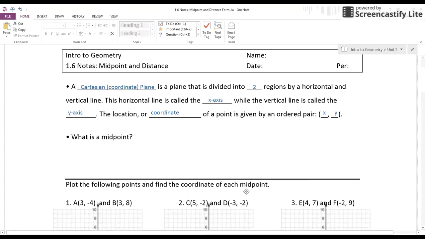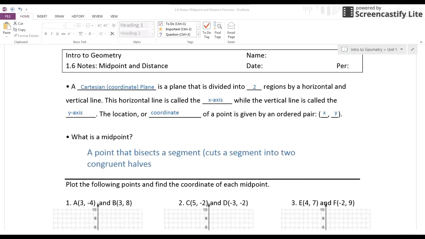So first, let's remember, what is a midpoint? You want to ask yourself what we talked about last week. What is a midpoint? Okay, so hopefully you're remembering that the midpoint, or the middle of a segment, is a point that bisects a segment. Remember, bisect means to cut in half. So it cuts a segment into two congruent halves.